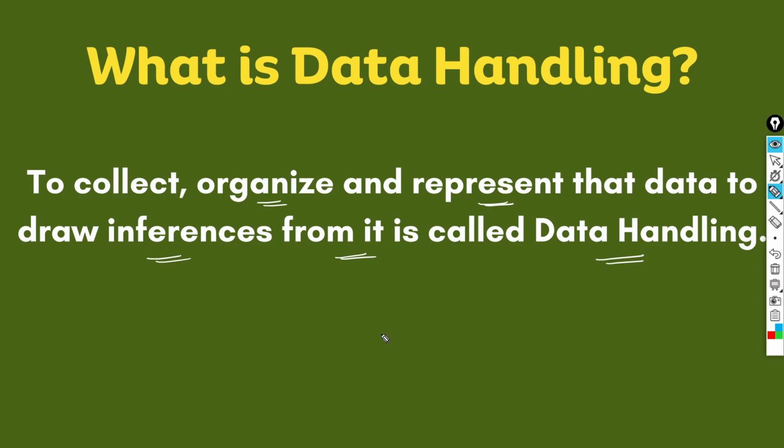So for this, what we'll do, we'll collect data, we'll organize it and we'll represent it. Represent means you can represent in bar graph or any other type of graphs, so that from that data we could draw inferences. So this process is called data handling. In this chapter, data handling, there are mainly 4 concepts: mean, which is also called arithmetic mean, mode, median and bar graphs. This is a very simple chapter, and now let us see what are all these terms which I have mentioned.